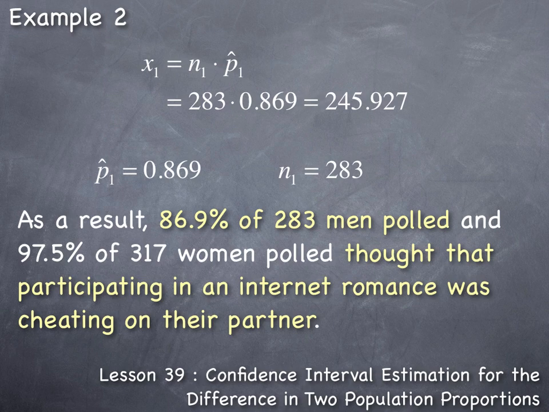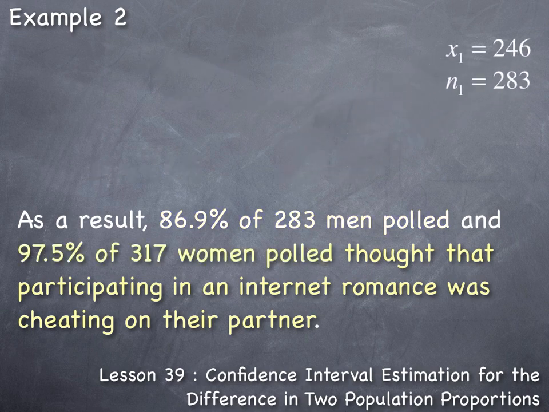245.927. But recall the data value X is discrete because it's a count or frequency, and so it needs to be a whole number only. So X1 is rounded to 246. So we have our first sample results.